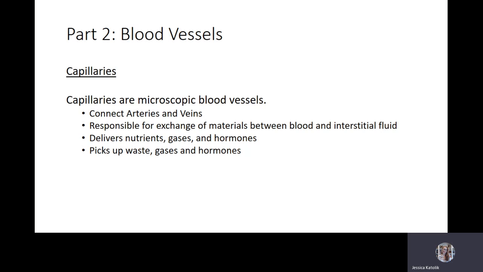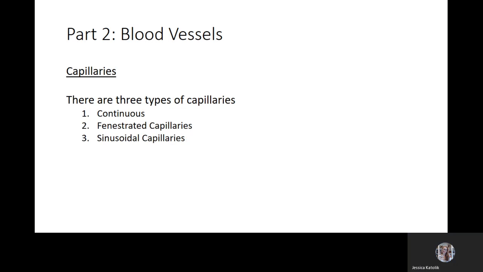So let's talk about the structure of capillaries. It is important to note that arteries and veins that we are talking about do not do exchange. Only capillaries allow for this nutrient exchange. So we're going to talk about three different types of capillaries: continuous, fenestrated, and sinusoidal capillaries.